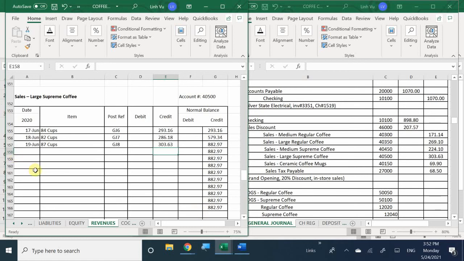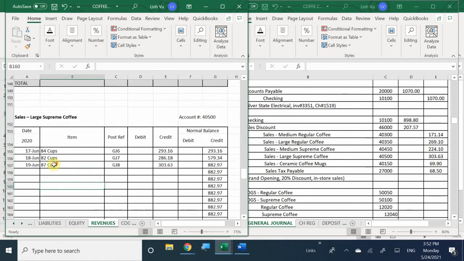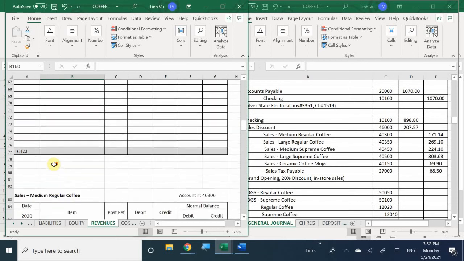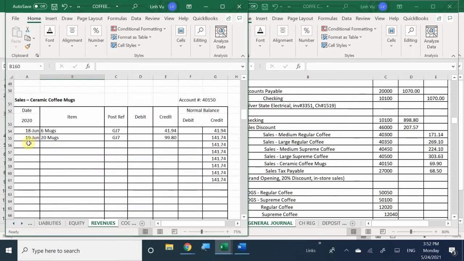Next, we'll go up to ceramic coffee mugs under sales. We sold 10 mugs. GJ8, 69.90 in the credit, for a running balance of 211.64. Good.